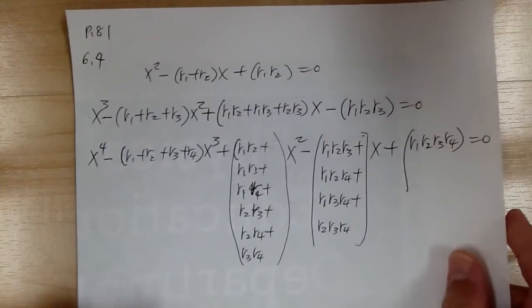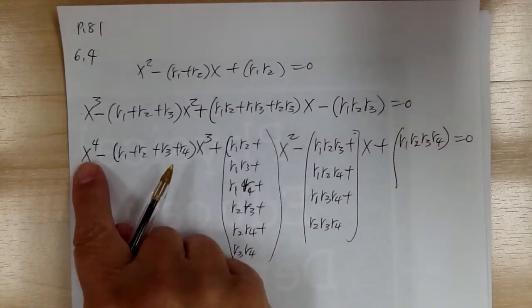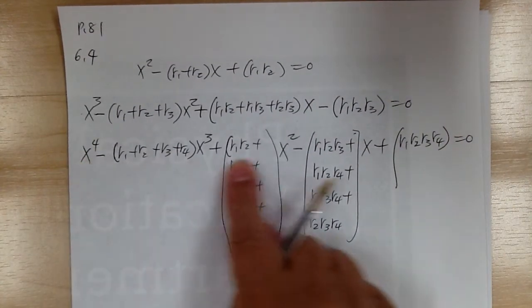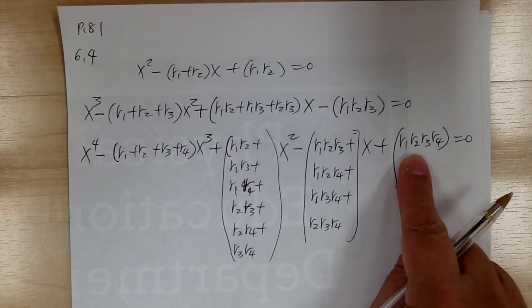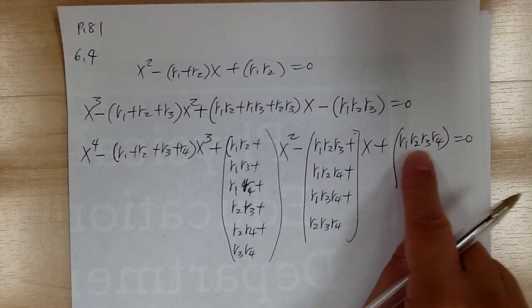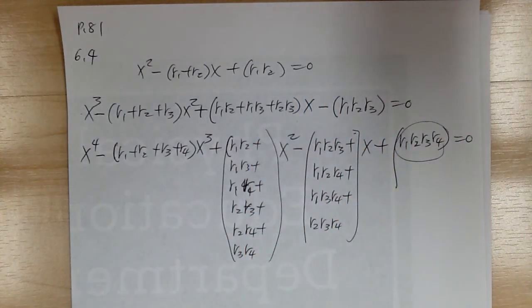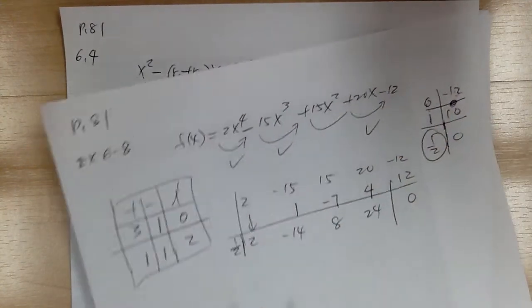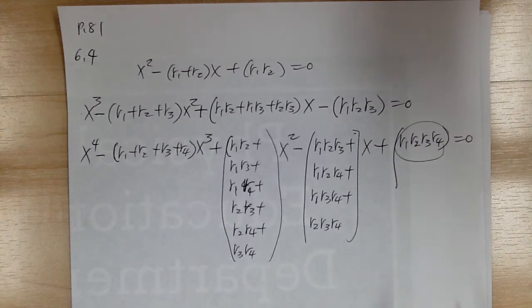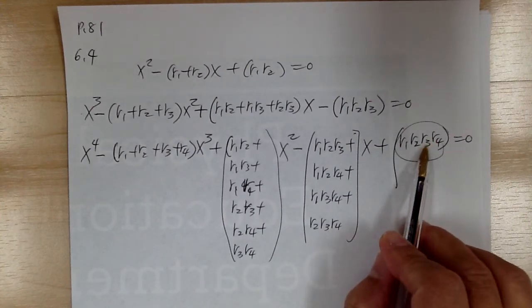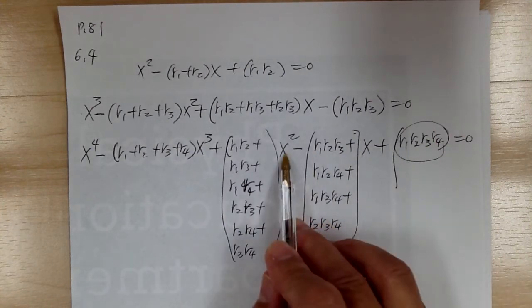You have the quartic equation, the fourth power. So your constant term is the product of the roots. This is what I mean by constant term: the number over here. That is your last one right over here. So this is the constant term, this is the linear term, and this is the quadratic term.